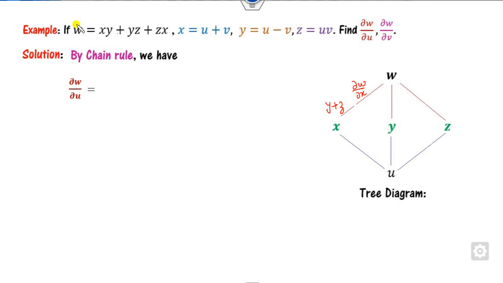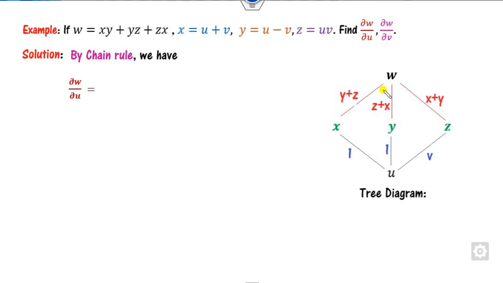What is the partial derivative of w with respect to y? This is x plus z. What is the partial derivative of w with respect to z? W with respect to z is nothing but y plus x. Similarly, what is the partial derivative of x with respect to u? You can see it's 1. Y with respect to u, again it's 1. This is my v.